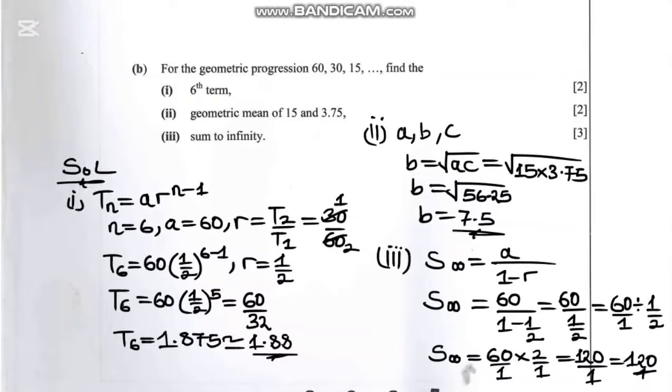Alright, so these are the solutions to the three parts: Roman numeral 1, Roman numeral 2, and Roman numeral 3.